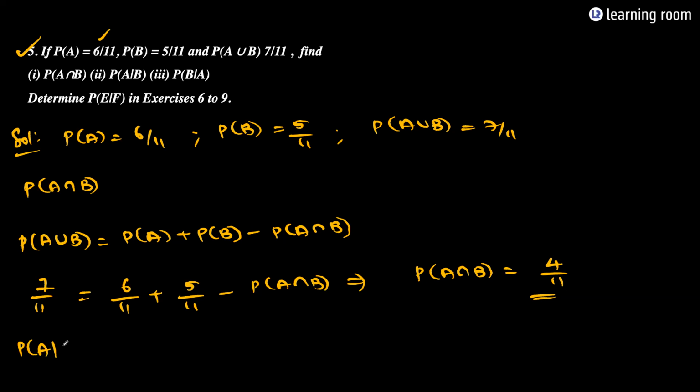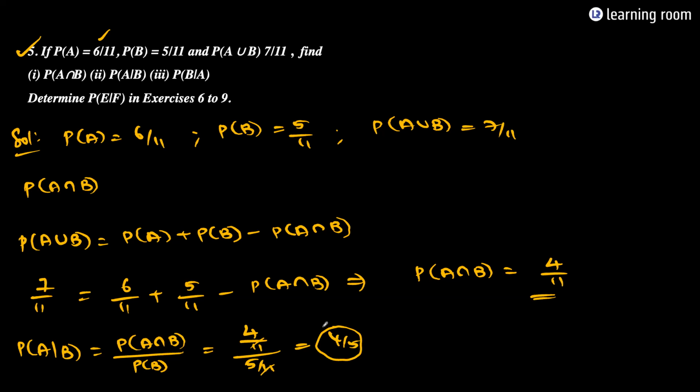What is the probability of A given B? It is probability of A intersection B divided by probability of B. So that is 4/11 divided by 5/11. Cancel them. Answer will be 4/5. What is the probability of B given A? Probability of A intersection B divided by probability of A. So 4/11 divided by 6/11. Cancel them. It will be 4/6 or 2/3.